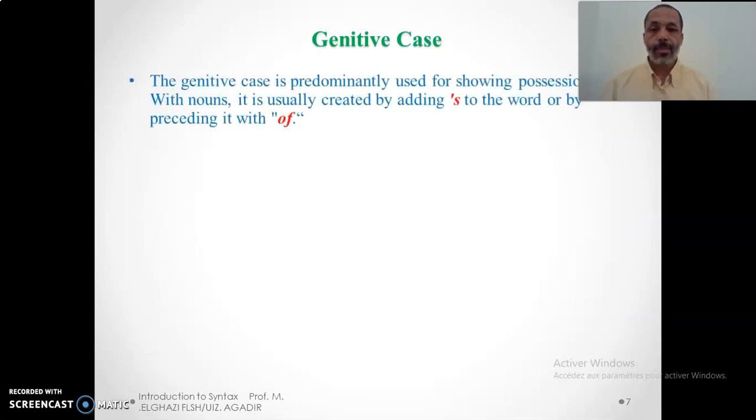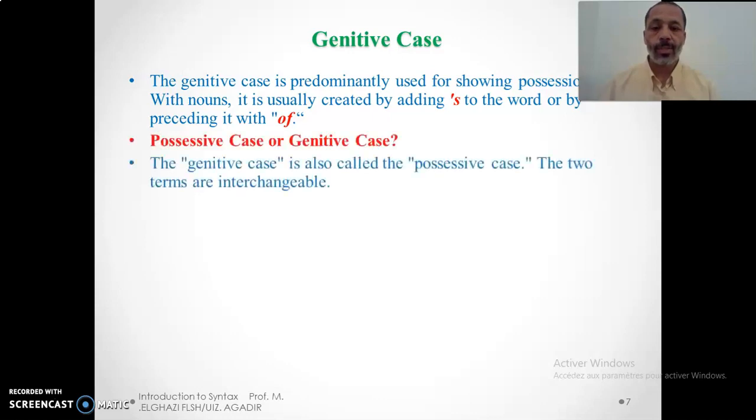The last type of case that exists in English is the genitive case. The genitive case is predominantly used for showing possession. With nouns, it is usually created by adding an apostrophe and s to the word, or by preceding it with of. You can say John's car, or the car of John.